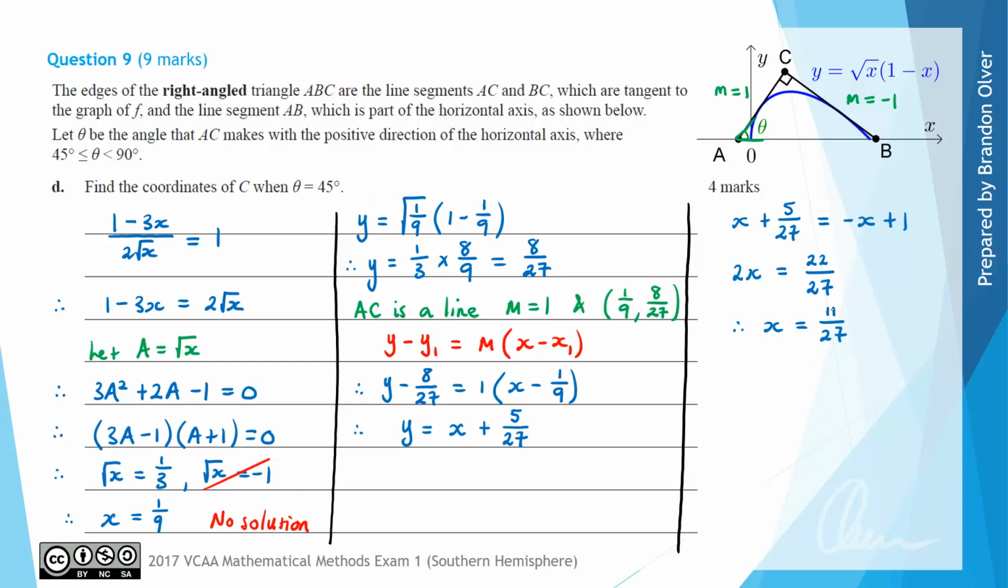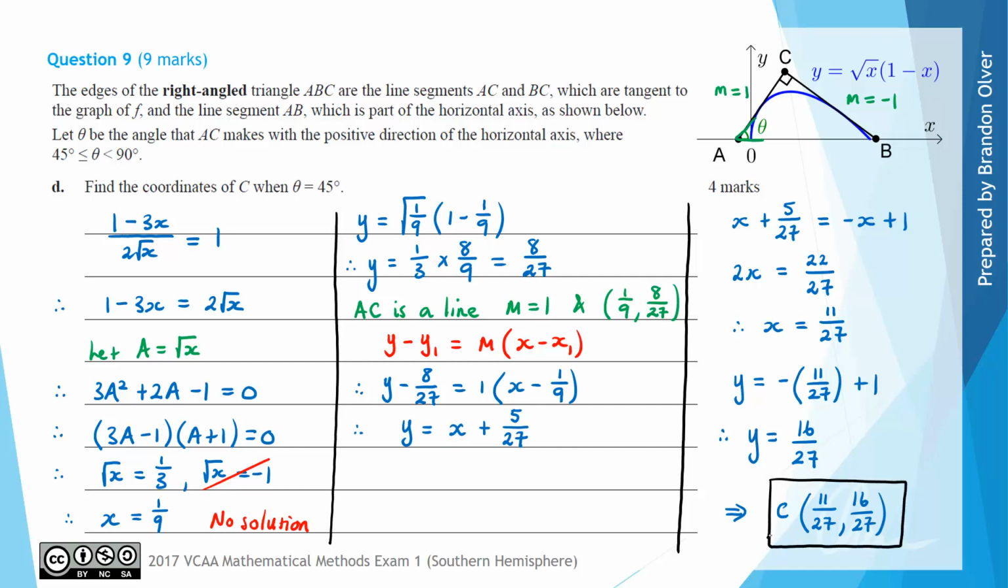And now if x equals 11 on 27, we can find y is equal to negative x, so negative 11 on 27, plus 1, which is the equation of the line for BC, the slightly easier one, I think. So therefore, y is going to equal 16 on 27. So the coordinate that we're asked to find for the point C is going to be 11 on 27, comma 16 on 27. So that is the answer to part D of this question.